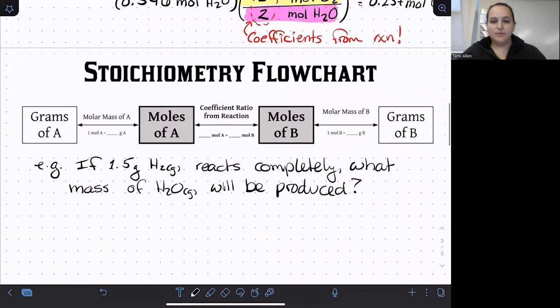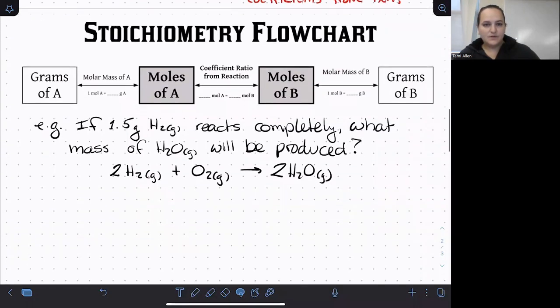So why don't you pause here, give that a try on your own. Again, the only new piece is this coefficient ratio that we looked at, how we use that in the previous problem. Everything else is just molar mass conversions, which we've done before. So take a minute, look at that on your own, and then we'll go through it together.